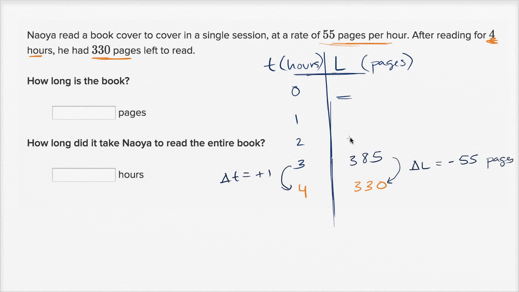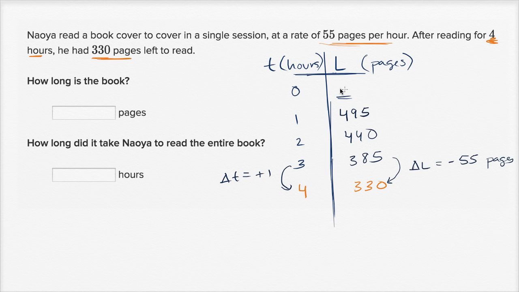So at 2 hours, he should have 55 more pages to read. So what's 385 plus 55? We'll see. 385 plus 5 is 390, plus 50 is 440. So he'd have 440 pages. And all I did is add 55. After reading for 1 hour, he would have 55 more pages than after reading for 2 hours. So 440 plus 55 is 495.